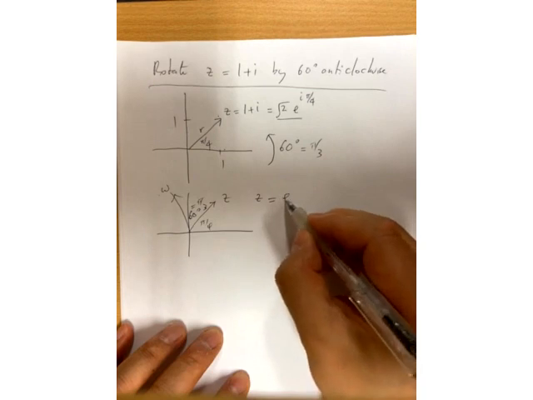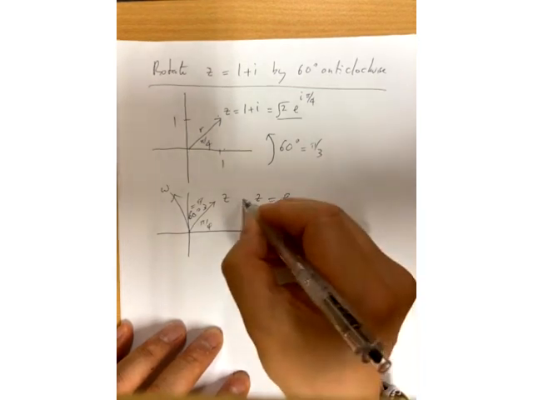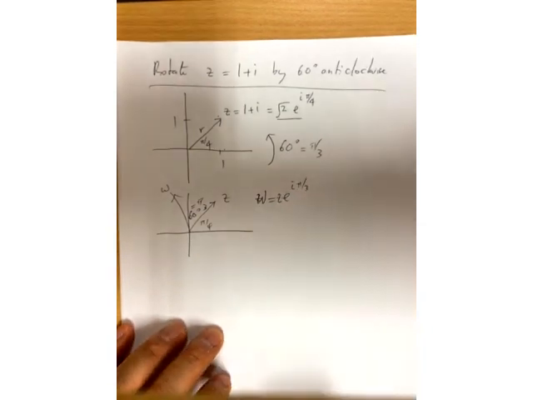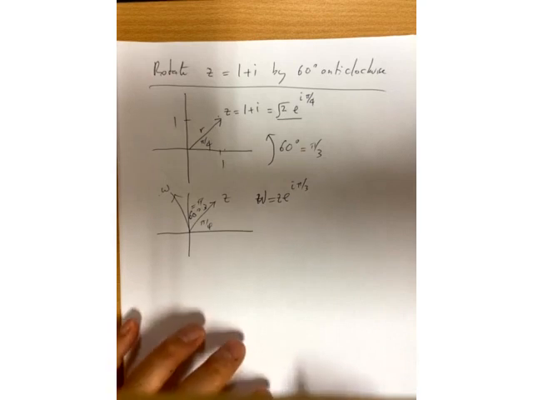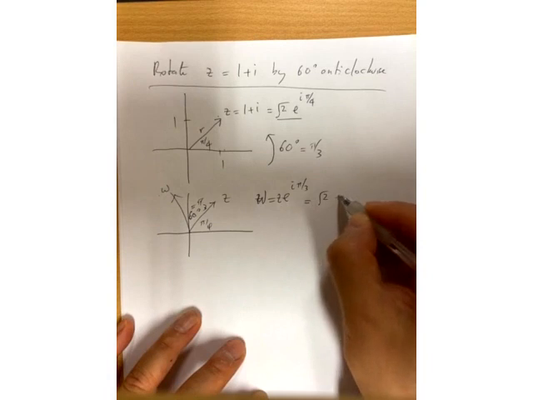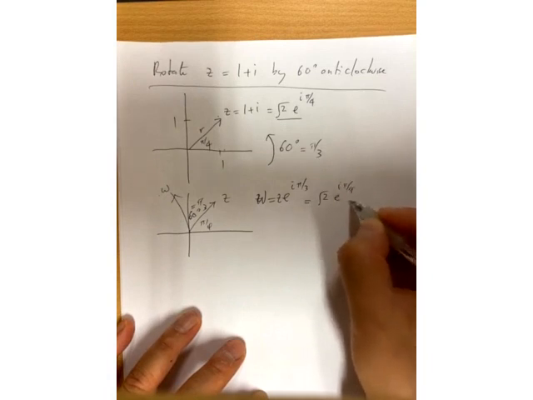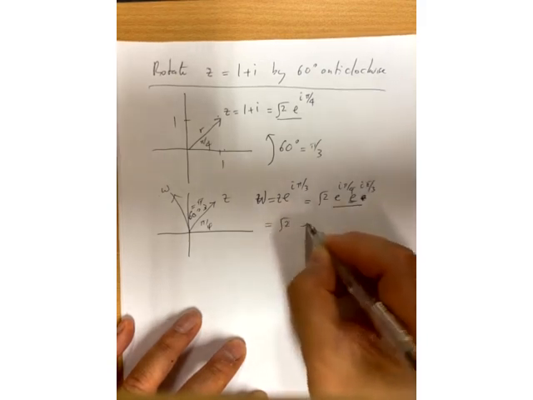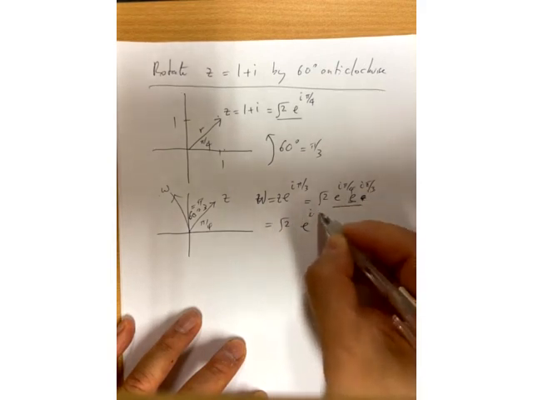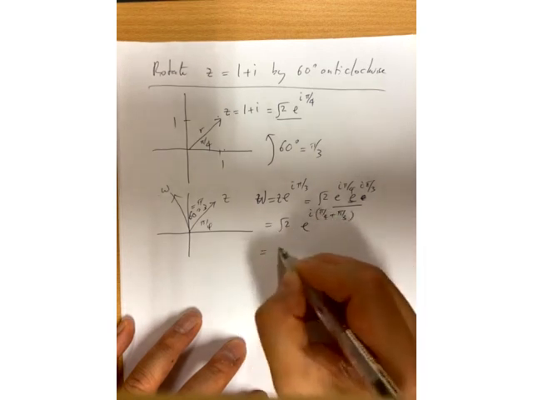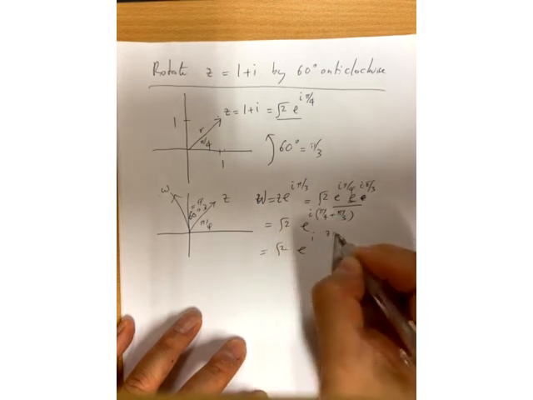So W then is effectively, should say W rather, Z times e to the power of i pi on 3. So you effectively multiply by e to the power of i pi on 3. But Z is root 2 e to the i pi on 4, which is multiplied by e to the i pi on 3. Now, when you do your index law, that's e to the i times pi on 3 plus pi on 4, and that's effectively e to the i 7 pi on 12.